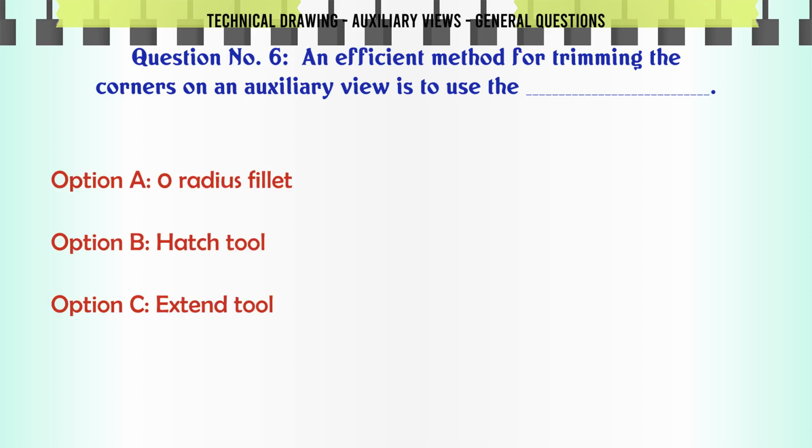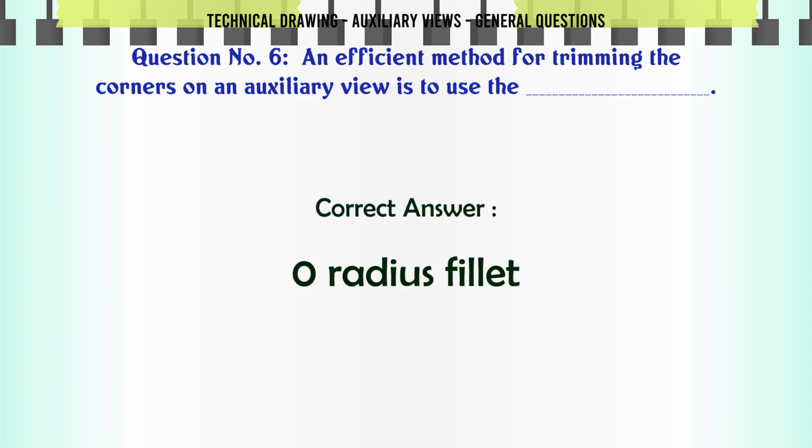An efficient method for trimming the corners on an auxiliary view is to use the A. Zero radius fillet. B. Hatch tool. C. Extend tool. D. Grips function. The correct answer is zero radius fillet.